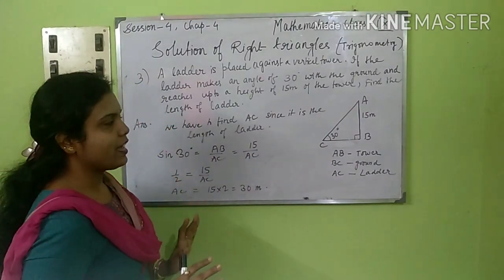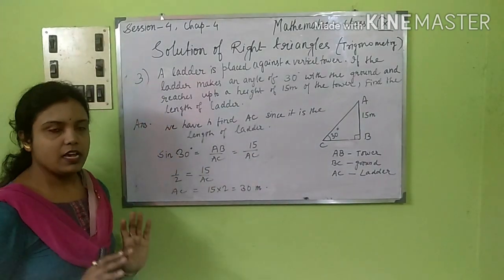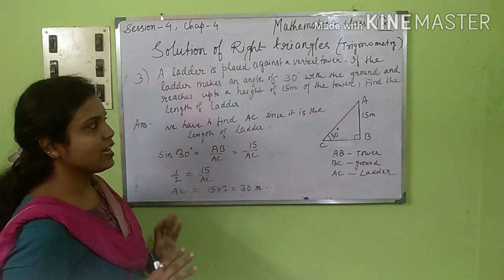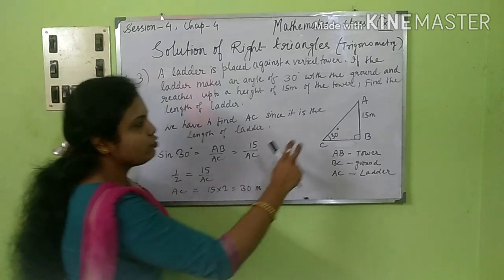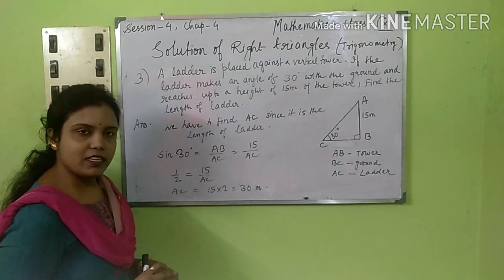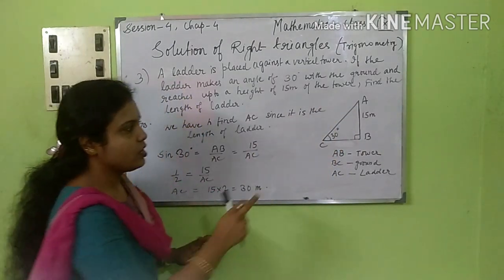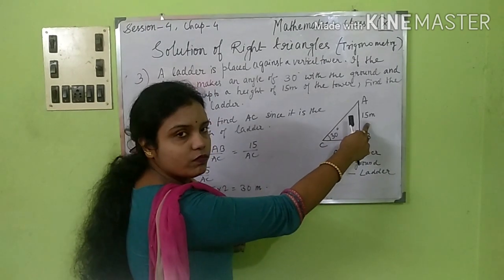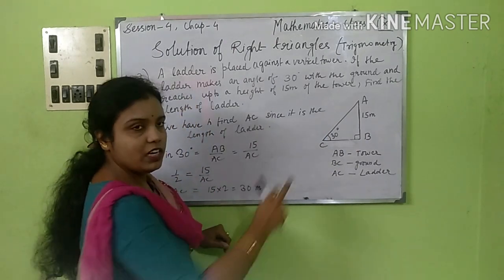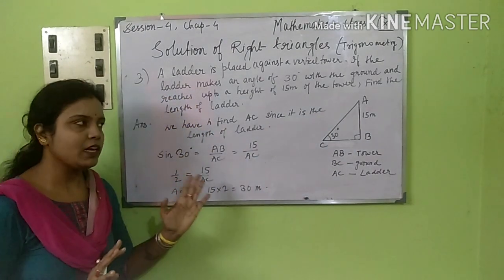So this is the diagram of this question. Next, the question given is to find the length of the ladder. That means we have to find AC, right? So two things are given to us. One is the acute angle, and the second is the length of the tower. We need to find the length of the ladder.